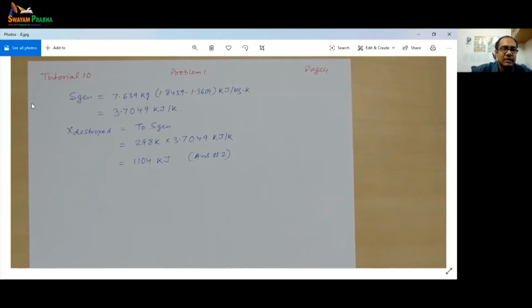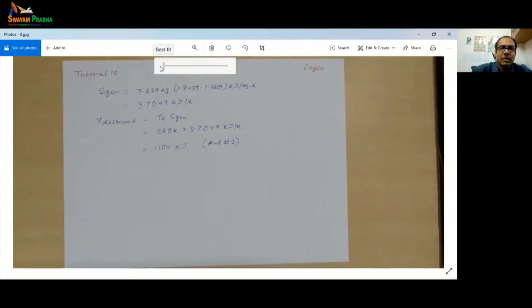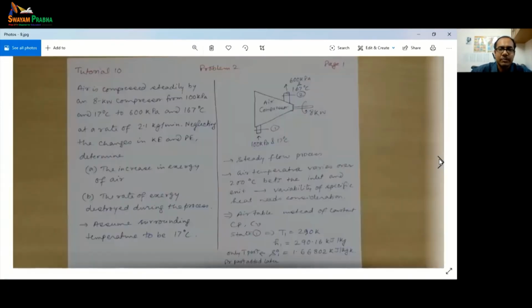Okay, so that brings us to the end of this problem, which was on a closed system. Now we'll move to the next problem. So this is the next problem, and it is on a flow system.